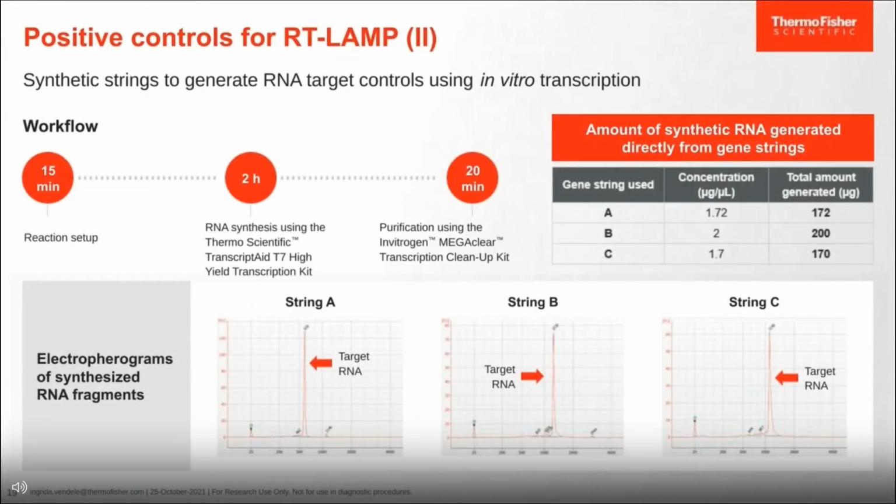And here are the steps. So reaction setup is about 15 minutes only, and RNA synthesis using the Thermo Scientific TranscriptAid T7 high-yield transcription kit is about 2 hours. And then purification using the Invitrogen MEGAclear transcription cleanup kit is about 20 minutes. And on the right, you can see the amount of synthetic RNA that was generated following just these 3 simple steps. At the bottom, we have electropherograms of synthesized RNA fragments. We can see sharp peaks of our target RNA of expected size with 3 different strings that were used in our reactions.